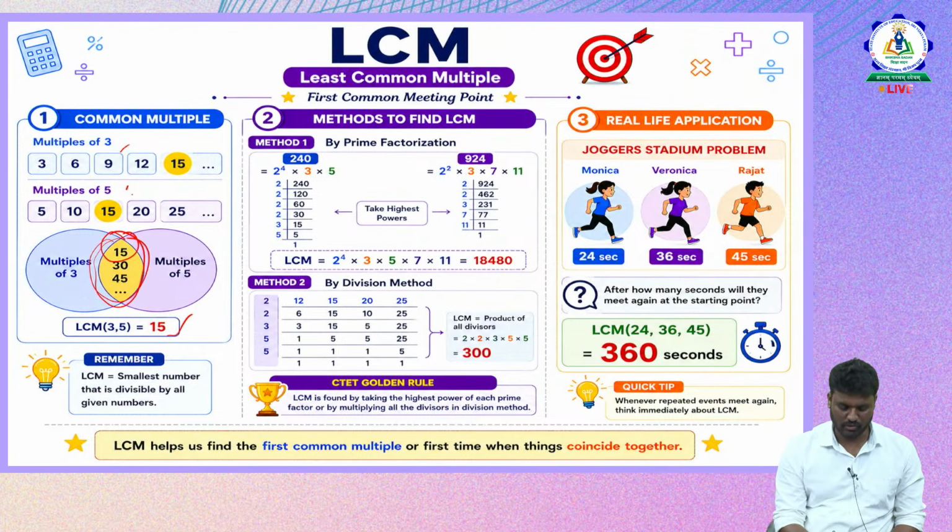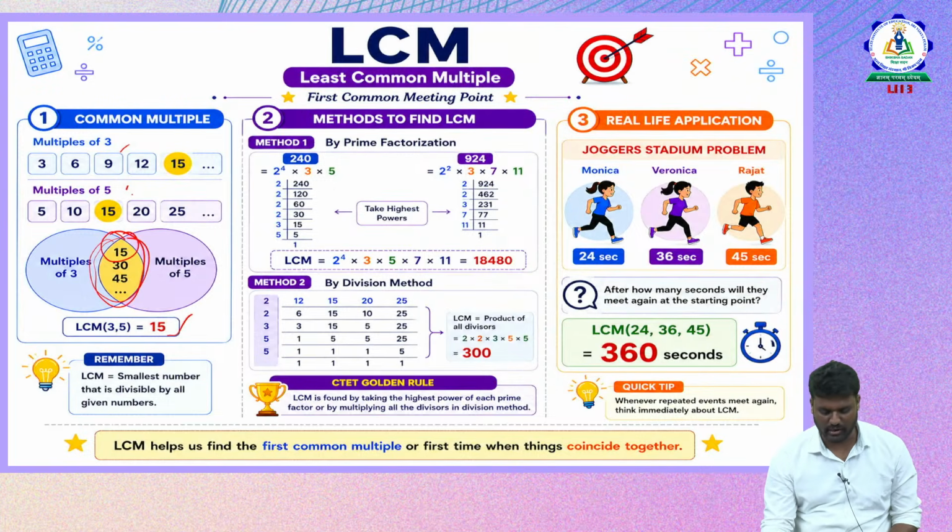Okay, so 240 can be written in this way. You can see 2 into 120, and 120 can be written as 2 into 60, and again 60 can be written as 2 into 30, and 30 can be written as 2 into 15. 15 can be written as 3 into 5, and 5 can be written as 5 into 1.